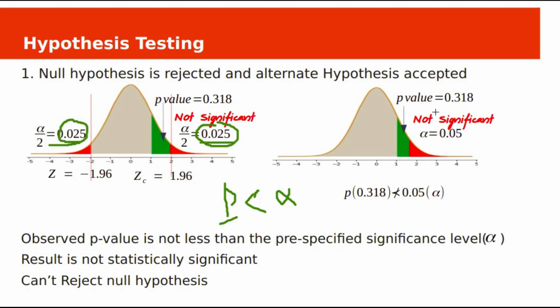So our p-value is 0.318 and alpha value is 0.05. This p-value is actually greater than this alpha value. If the p-value is less than the alpha value, then results are significant, but here the p-value is not less than the alpha value, so results are not significant. So we cannot reject the null hypothesis.